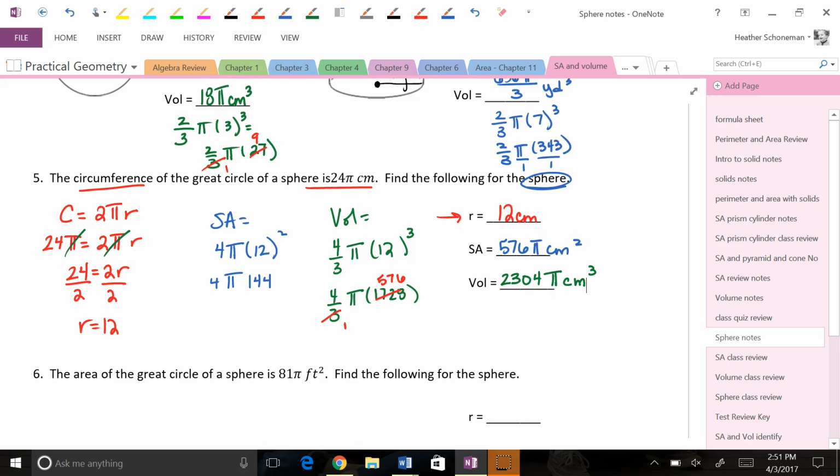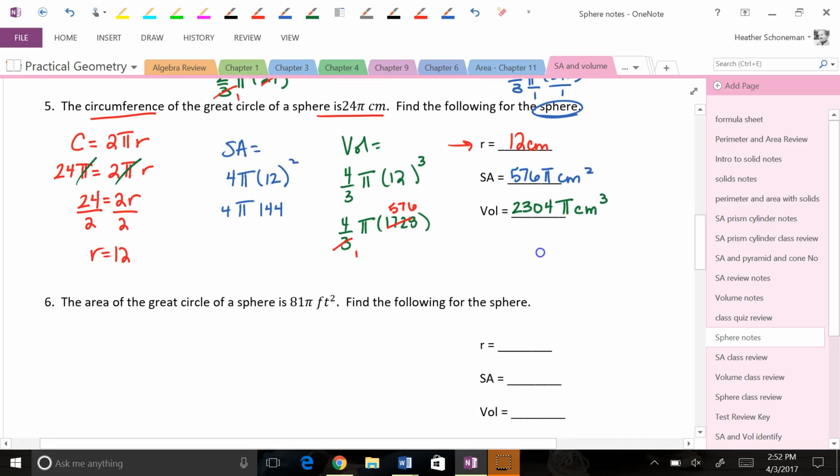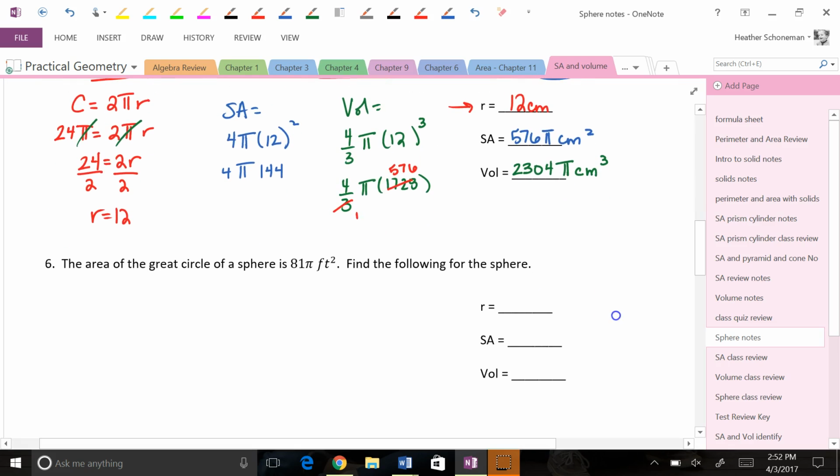Okay, number 6, it's talking about the Great Circle again. And remember, the Great Circle is yellow highlighted circles. If you take a sphere and cut it to the center, it creates a circle, and whatever the radius is of that circle is the radius of our sphere.